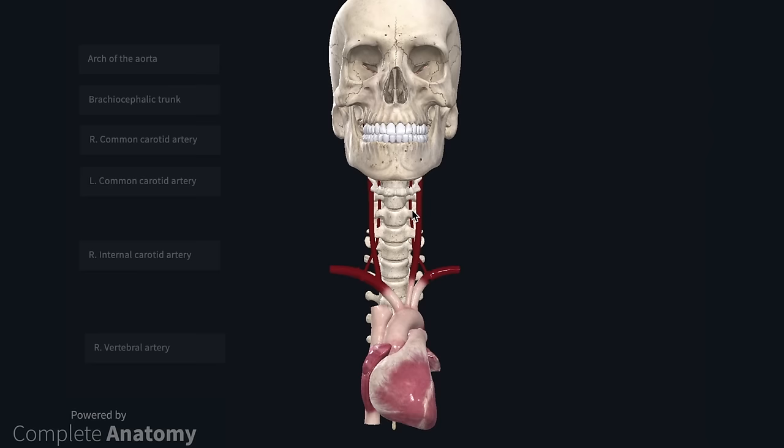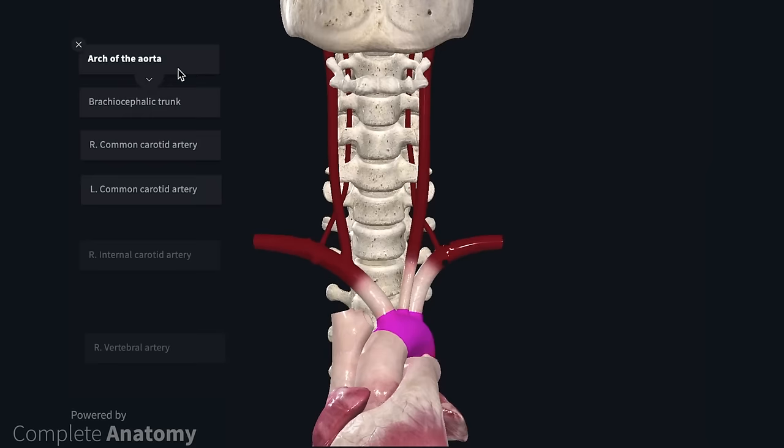The arterial supply to the brain comes from two paired arteries, the internal carotid and the vertebral arteries. Each of these arteries has quite a long course as they extend rostrally to the cranial vault. So let's start with the course of the internal carotid arteries. For these arteries, we must start in the thorax and focus on the aortic arch.